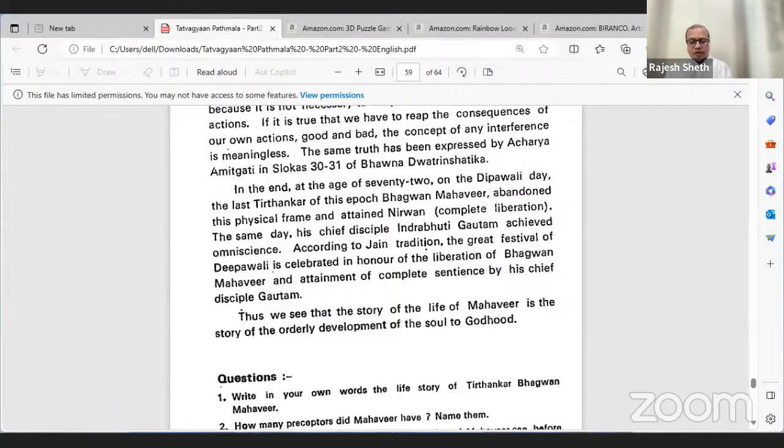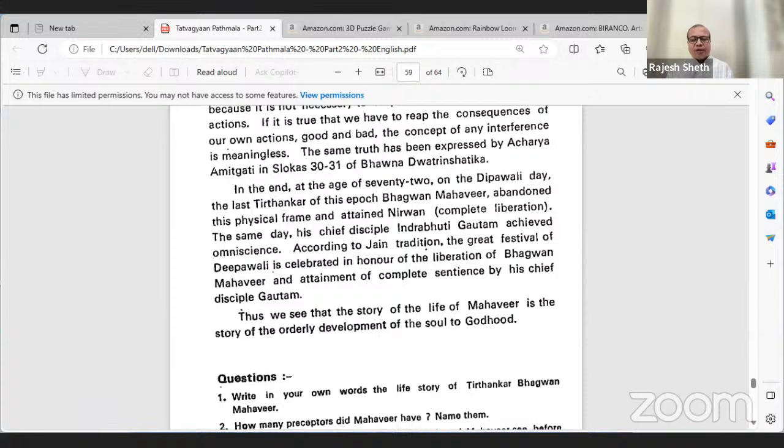Our own karmas bring us misfortunes or happiness as a matter of fact. Let us therefore stop thinking that some other being shall deliver the goods to us. So that is not possible.